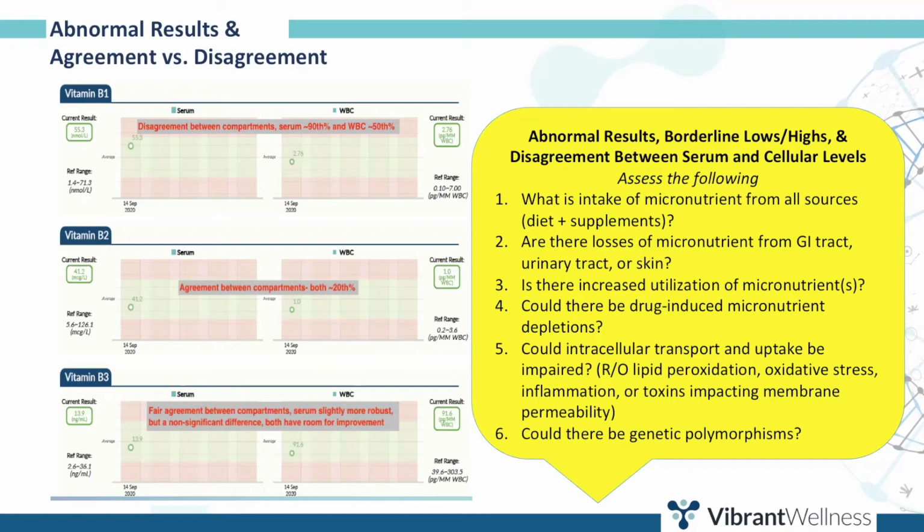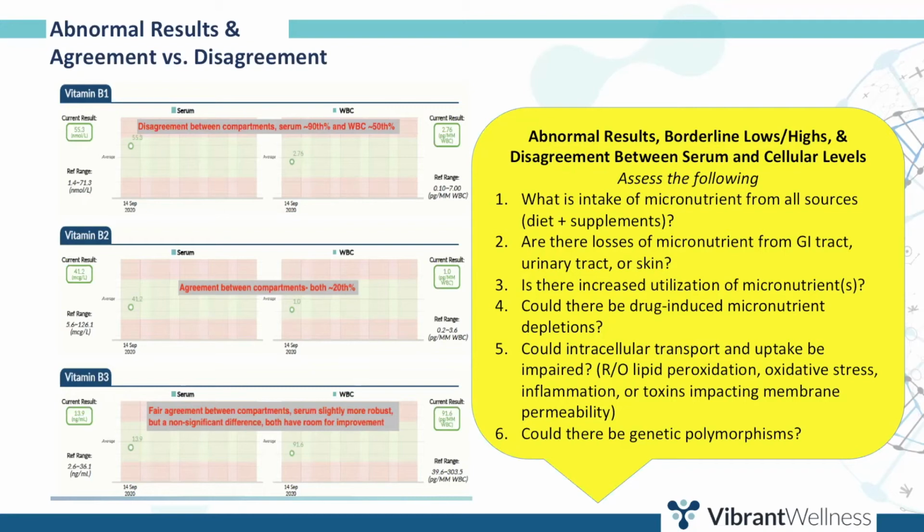What medications might be causing drug-induced nutrient depletions? And then really, once you've gone through those very common reasons for micronutrient abnormalities, you can start to consider: if you're seeing normal serum levels and abnormal intracellular levels, is there some reason that intracellular transport and uptake might be impaired?